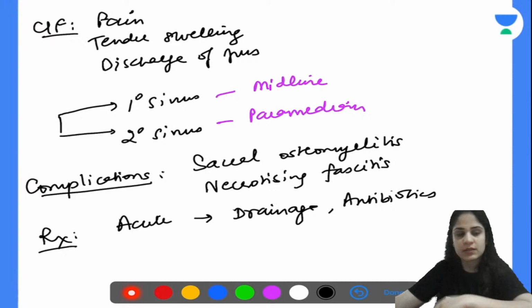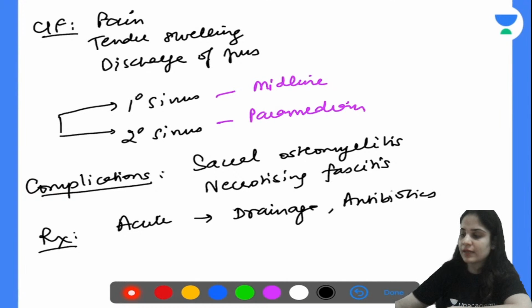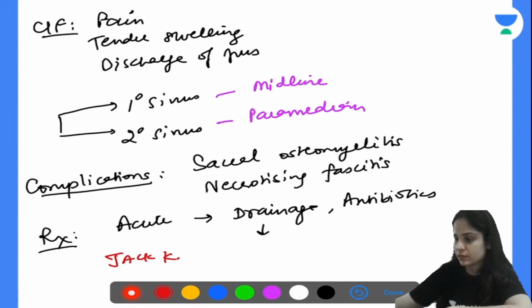Okay, just drain the pus and start on antibiotics, and then later on, when the patient comes after 6 weeks of antibiotics, you can do a definitive surgery. Okay, so what is the definitive surgery? This is the question that they ask. Surgery is done in a jackknife position.